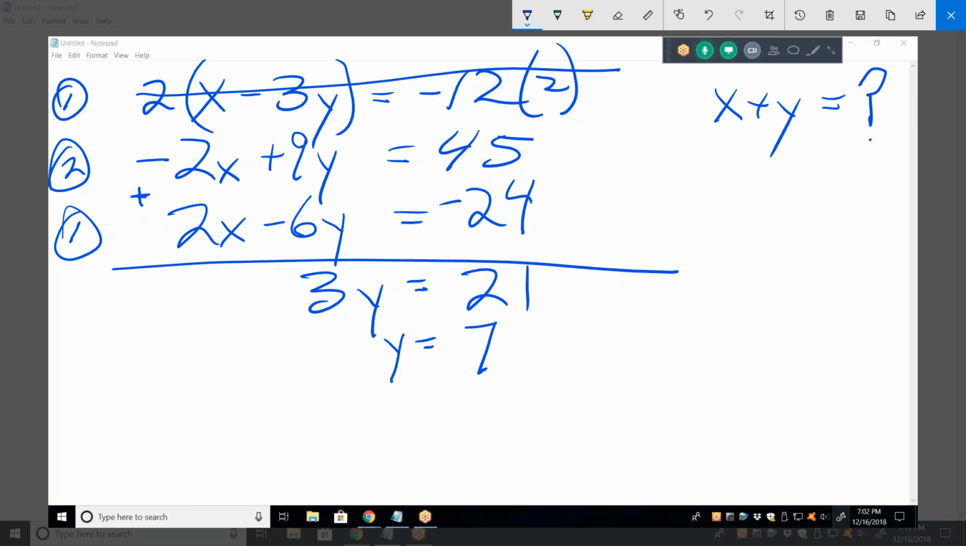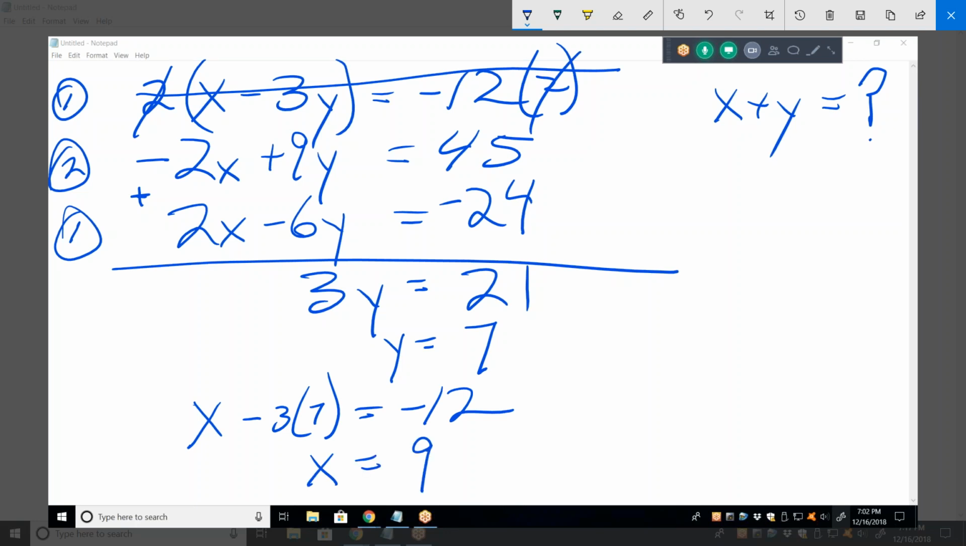Which is that? I'd say x minus 3y is equal to negative 12. Why? That one's crossed out. So be careful about crossing stuff out. You might want to use it. Okay, so we're going to do x minus 3 times 7 equals minus 12. So x equals 9. So x plus y equals 16.